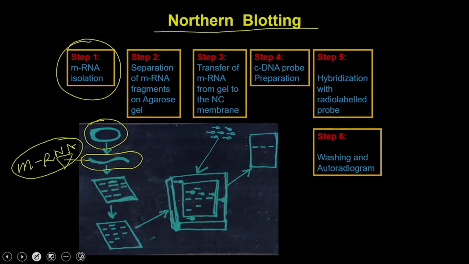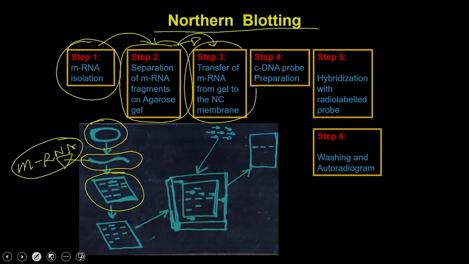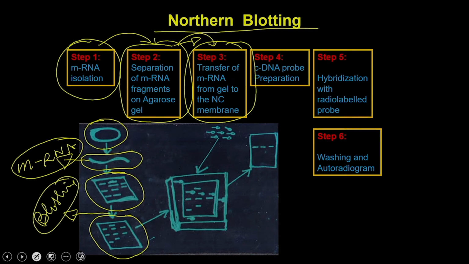Once you have isolated the RNA, you get into the second step, where you separate these RNA molecules on an agarose gel. Once you are done with that, you enter the third stage, where you transfer the messenger RNA from the agarose gel onto nitrocellulose membrane sheets. This step is called the blotting stage, because the RNA is blotted onto the nitrocellulose membrane. After that, you have to prepare the probe.